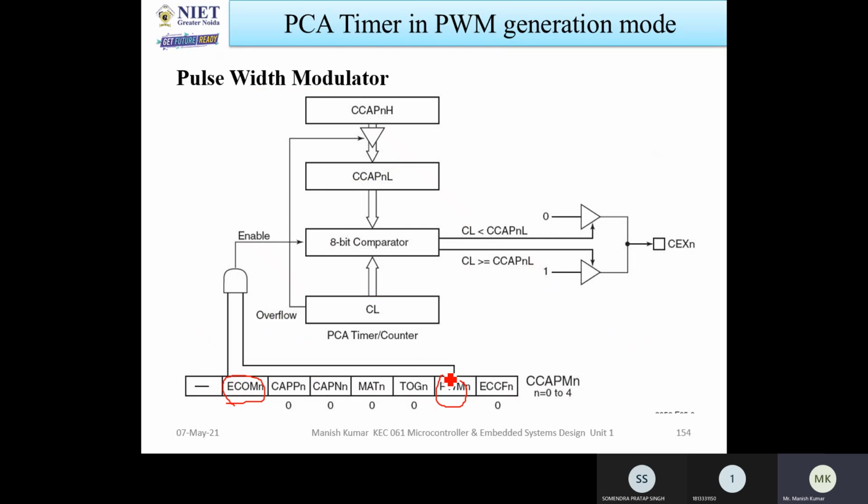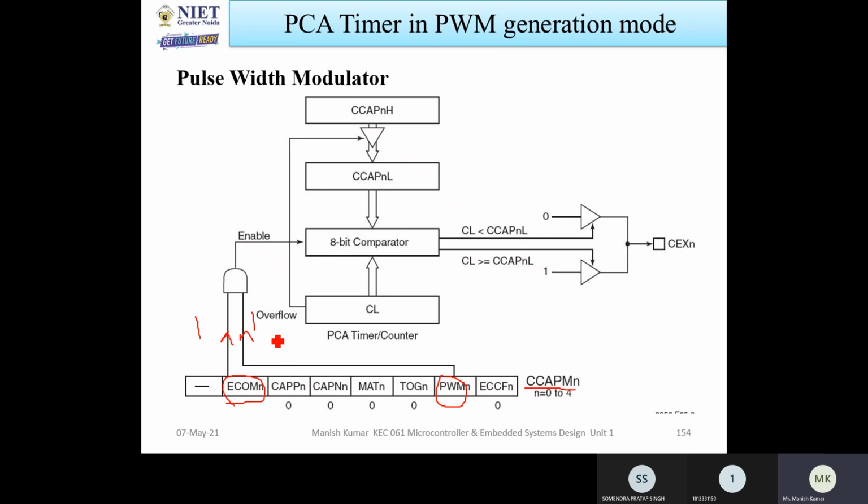Let us see the block diagram of that. Now this is the CCAPM register. With the help of this register, you are going to activate this PCA timer into the PWM mode. For PWM mode, what will happen? The PWM bit and ECOM bit both must simultaneously be 1.